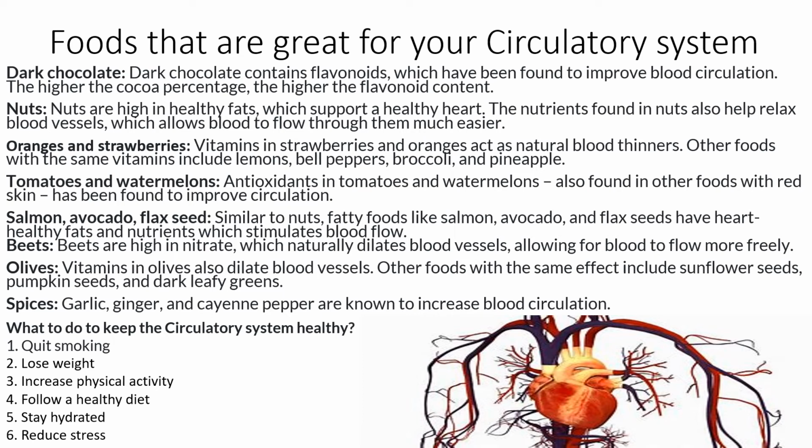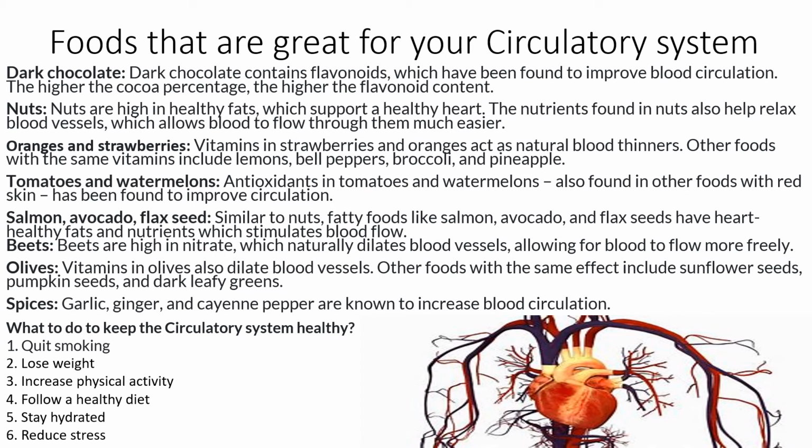Salmon, avocado, flaxseed. Similar to nuts, fatty foods like salmon, avocado, and flax seeds have heart healthy fats and nutrients which stimulate blood flow. Beets. Beets are high in nitrate, which naturally dilates blood vessels, allowing blood to flow more freely. Olives. Vitamins in olives also dilate blood vessels. Other foods with the same effect include sunflower seeds, pumpkin seeds, and dark leafy greens.